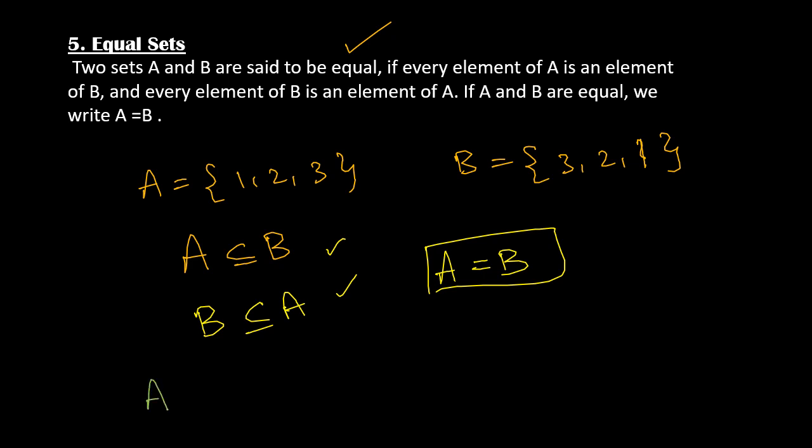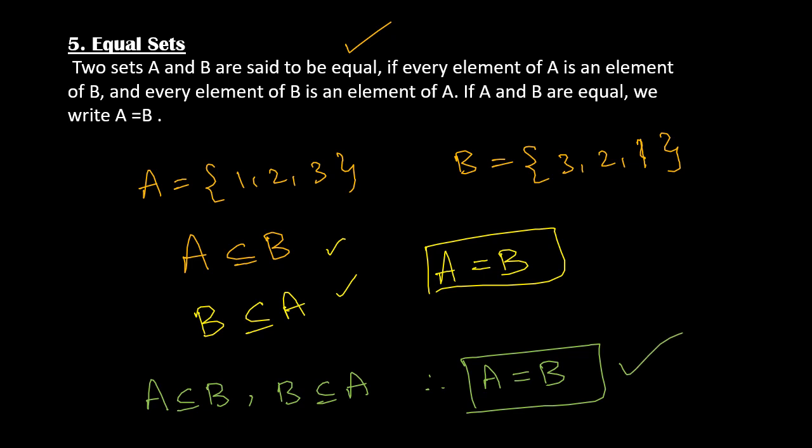Agree? So if A is a subset of B and B is a subset of A, agree? So from this what can I conclude? Therefore, I can conclude that A must be equal to B. This is the formula, you can note it down. Okay? Any doubts up to here? We'll call it equal sets, right?